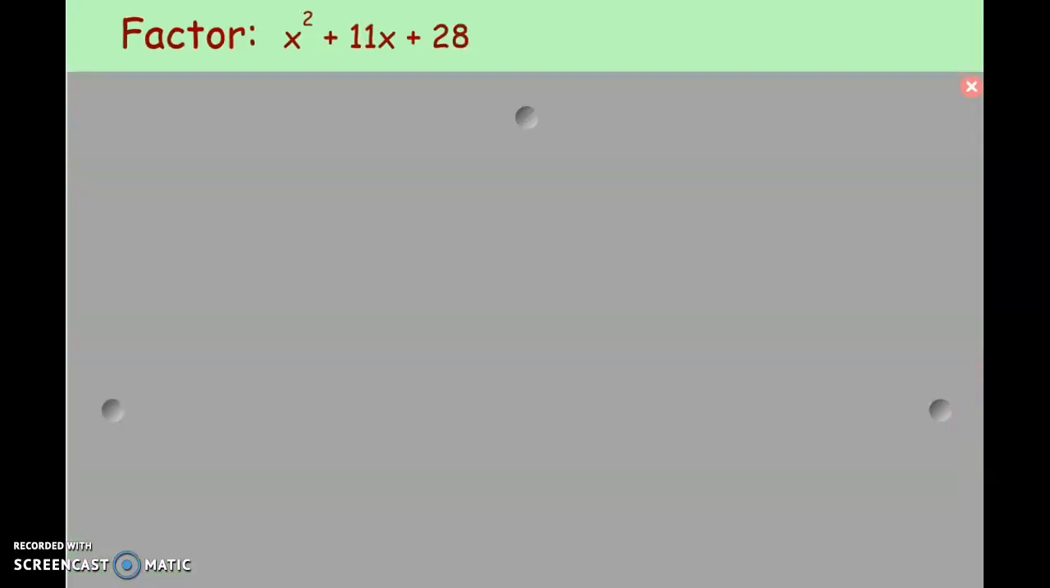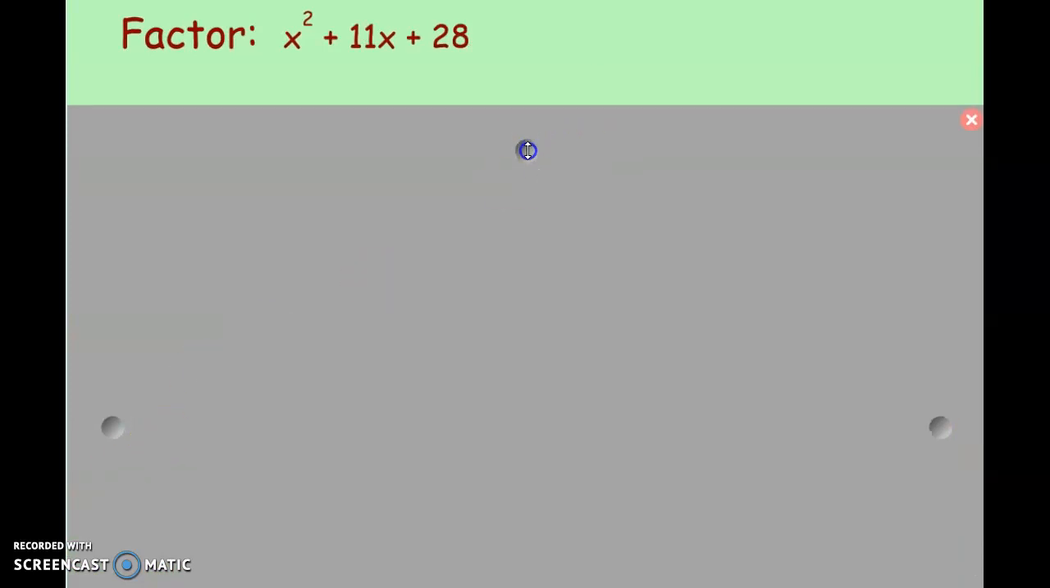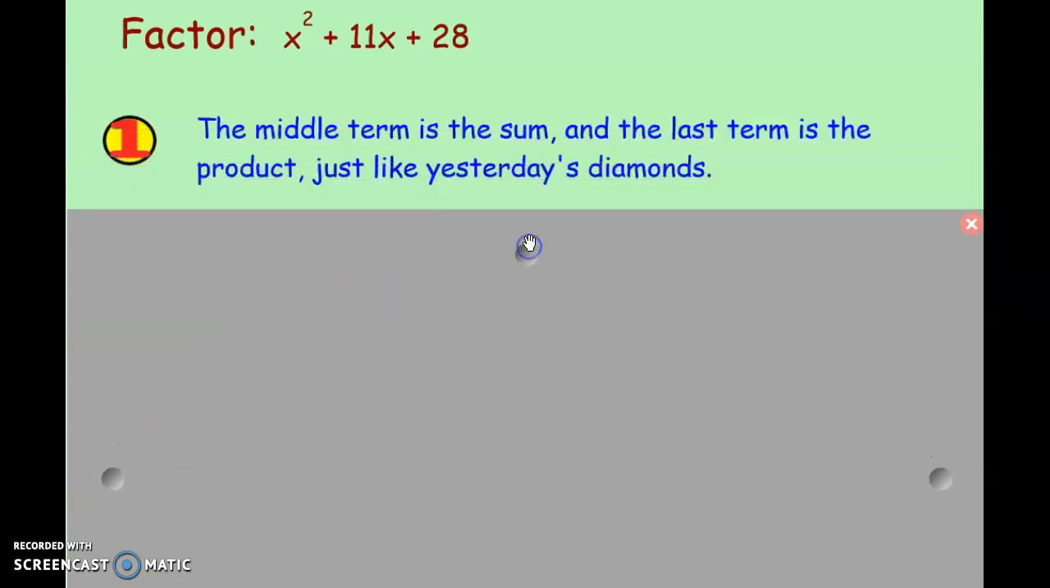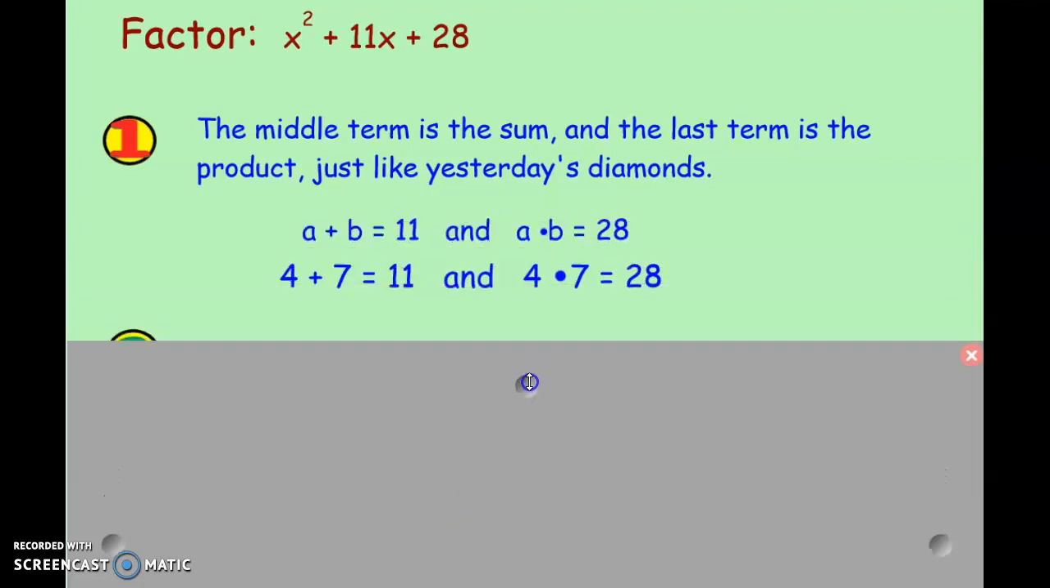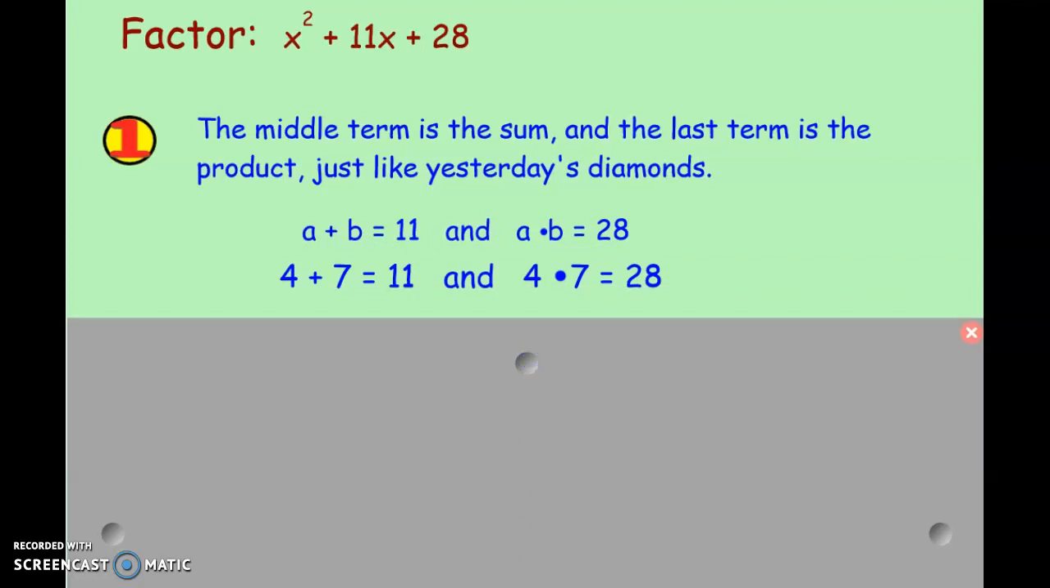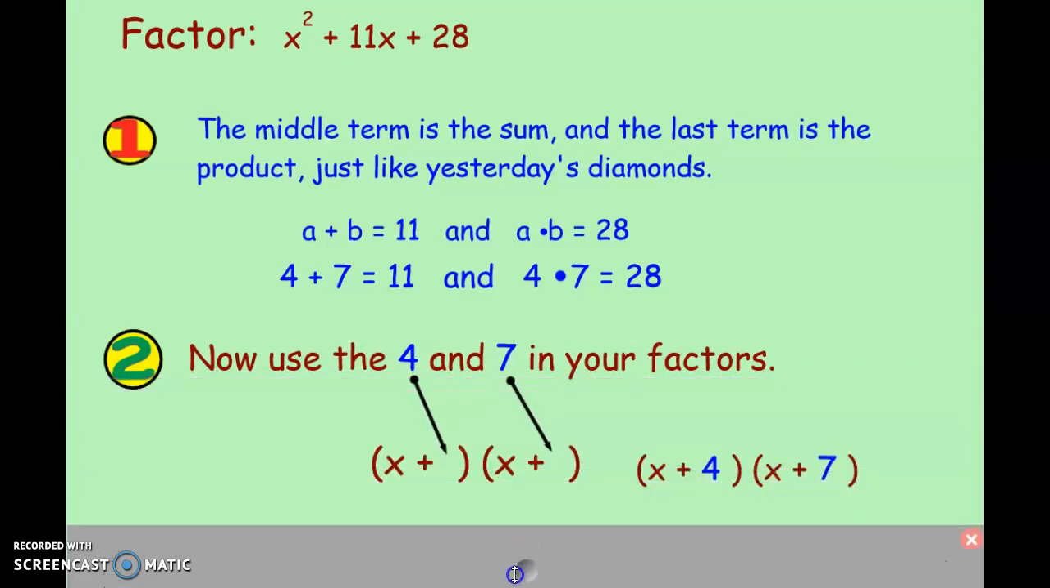Now I want you to try. First think. The middle term's the sum. The last term is the product, just like yesterday's diamonds. What two numbers add to 11, but when multiplied together give you 28? Four and 7 add up to 11, and 4 times 7 equals 28. Now we're going to use those in the factors, and my final answer, factored, is x plus 4 times the quantity x plus 7.